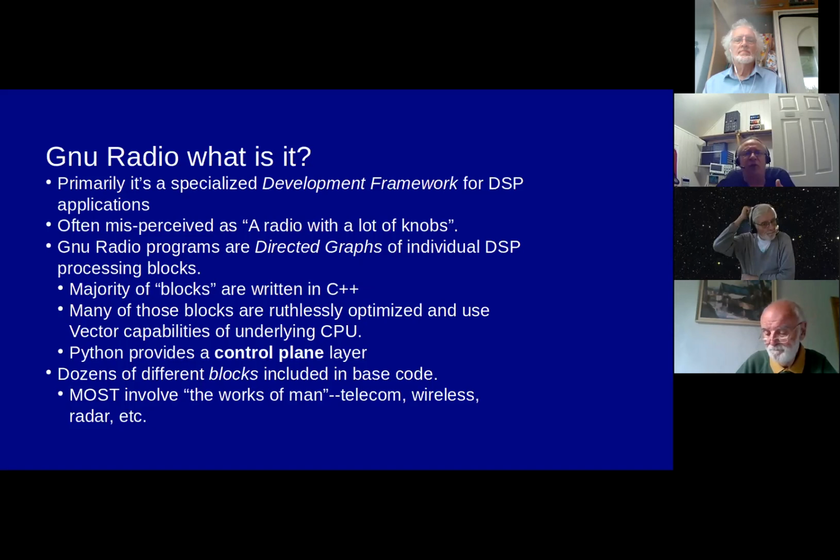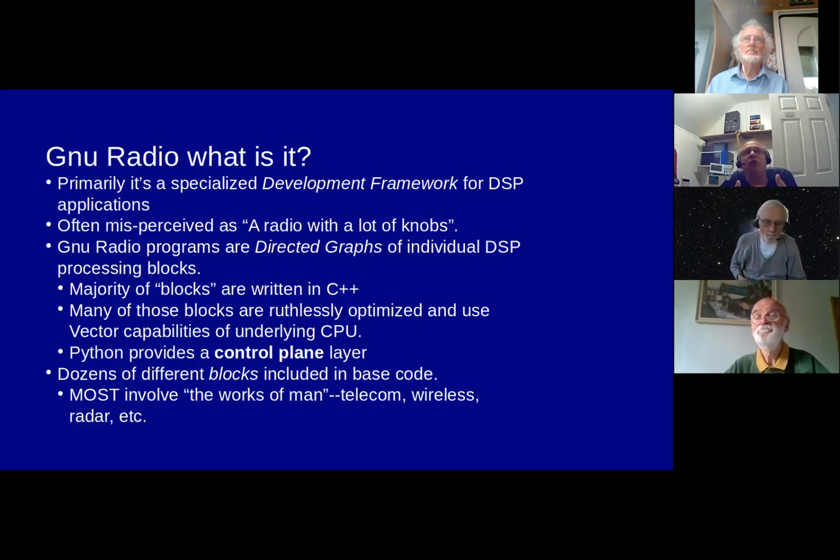And inside the base code, the code that you get with just the GNU Radio source code, there are dozens and dozens of different processing blocks included. Not surprisingly, almost all of them involve what I call the works of man: telecom and wireless and radar and all of that stuff that's really utterly unrelated to radio astronomy. So the question then becomes, why use GNU Radio to do what we do?